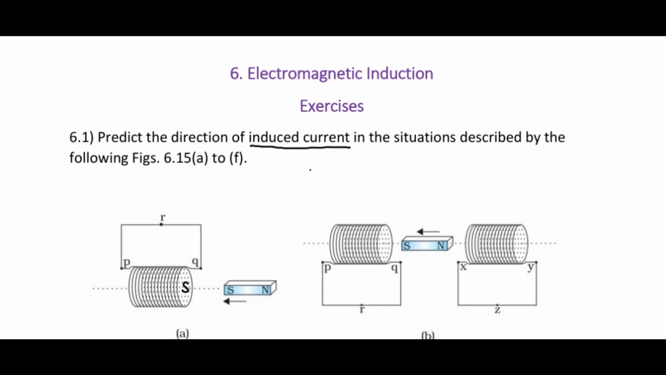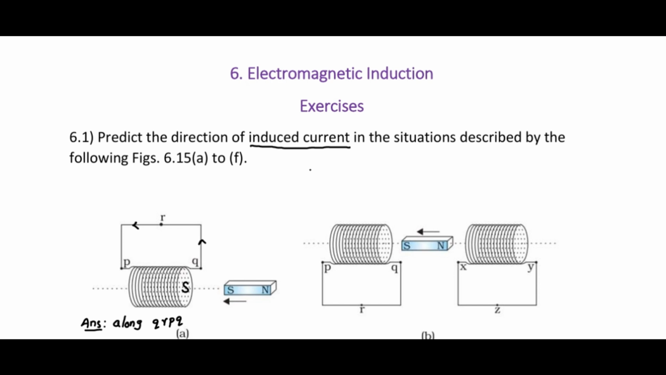Hence, the induced current flows along QR PQ. So, this is the answer.